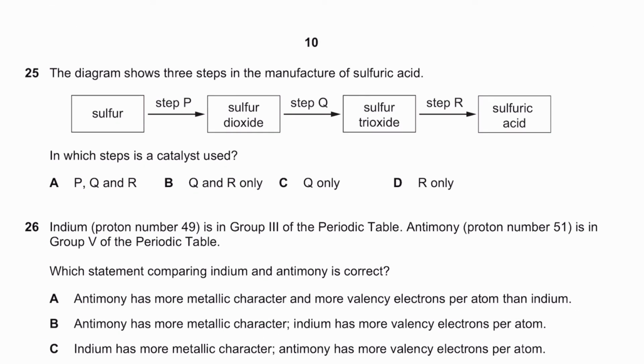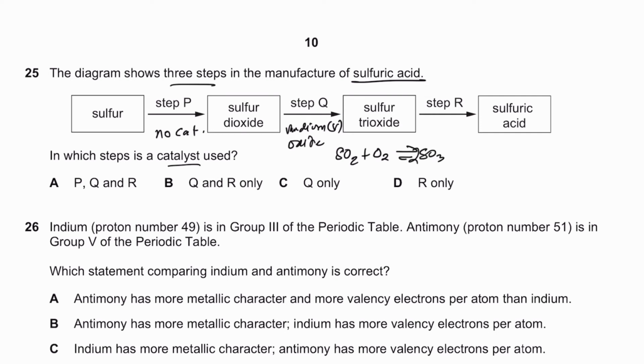The diagram shows 3 steps in the manufacturing of sulfuric acid. Where is the catalyst used? Sulfur to sulfur dioxide, so there is no catalyst. Sulfur dioxide to sulfur trioxide, we use vanadium 5 oxide catalyst, since this is a reversible reaction.